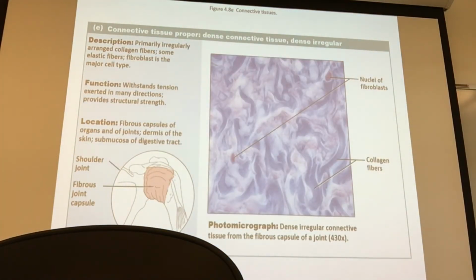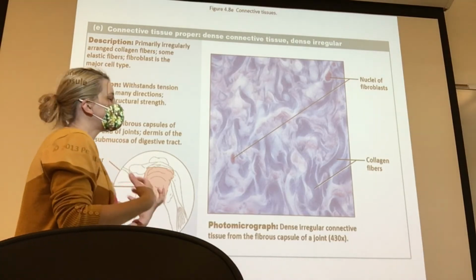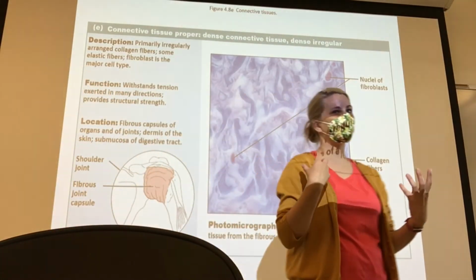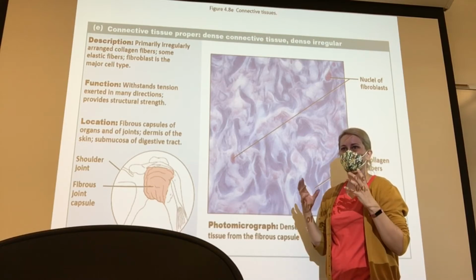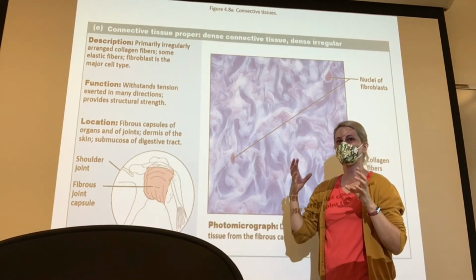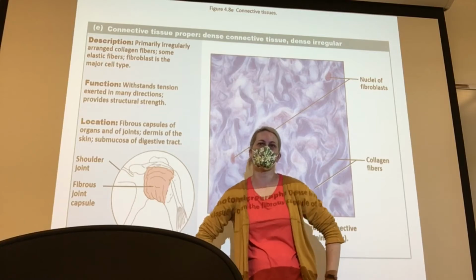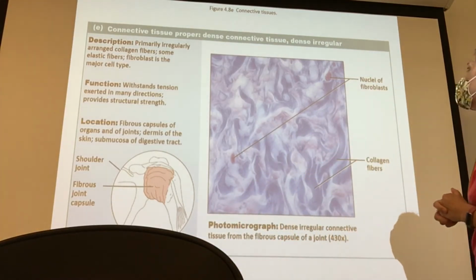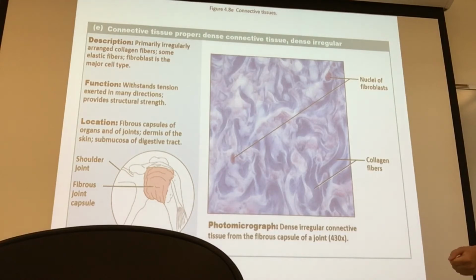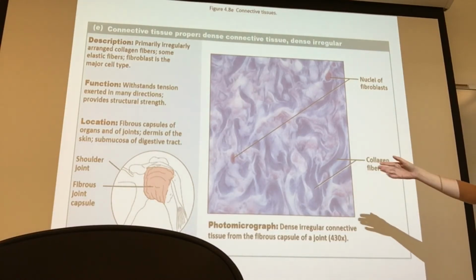This one, people always say it looks like a psychedelic hippie poster. If you had a band from that particular genre, this might be the background of the band picture, right? This is kind of interesting. It's another type of connective tissue proper, but unlike the other one, right?